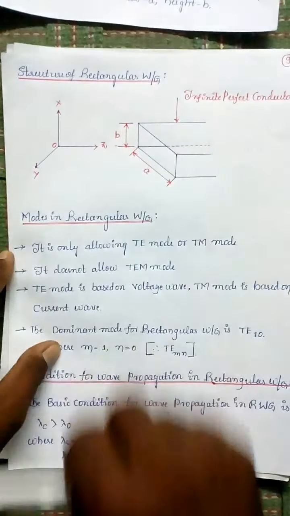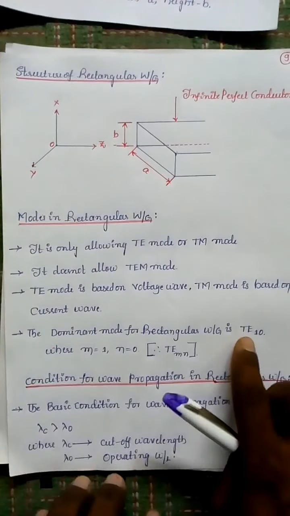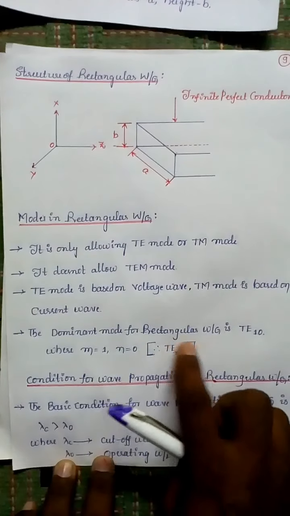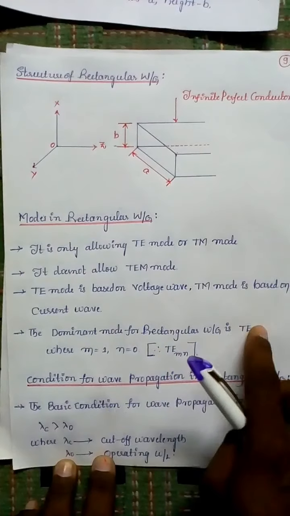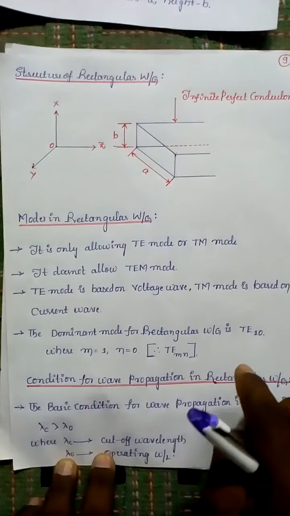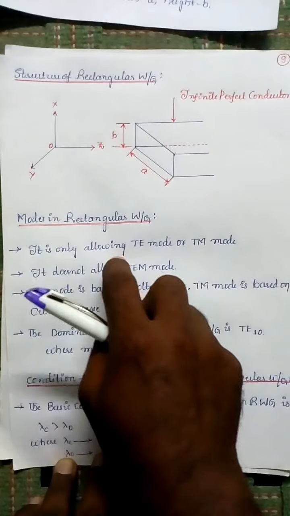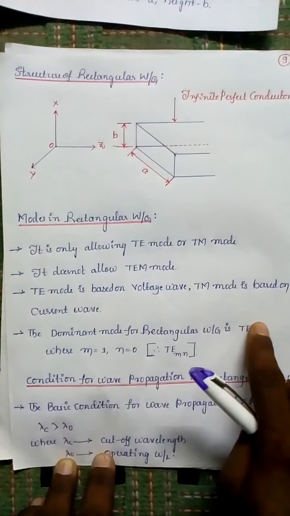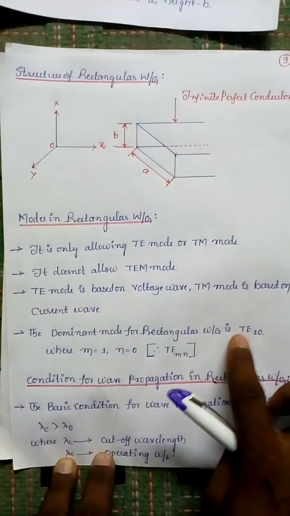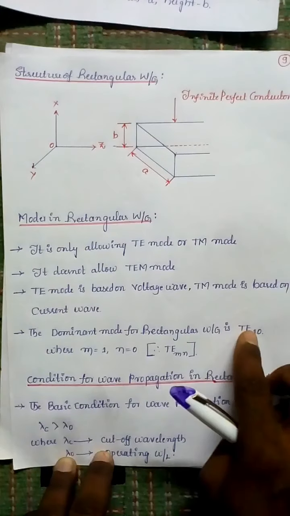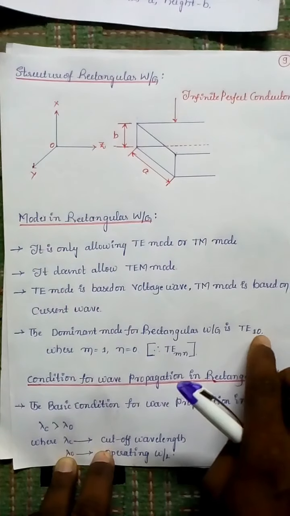So TE, I wrote already, TEmn. In this format, TE10 is the dominant mode for the rectangular waveguide, where m is 1 and n is 0.